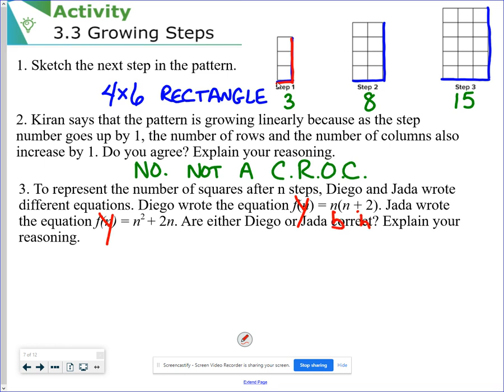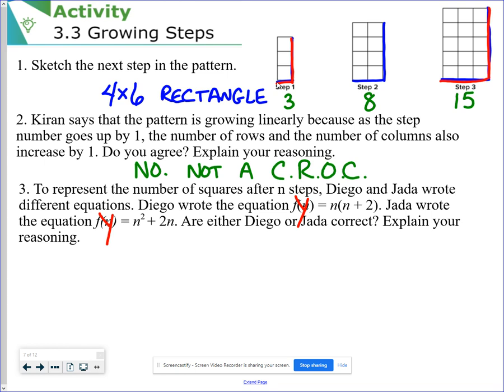So in step 2, step is 2, that's the n, and then n plus 2 is 4. That one works. And then for step 3, step number is 3, so that's my n. The n plus 2, oh yeah, that's 5. That does work out with the 3 and the 5. So what Diego has there is correct. We're looking at base times height. We're looking at finding the area of the rectangles.